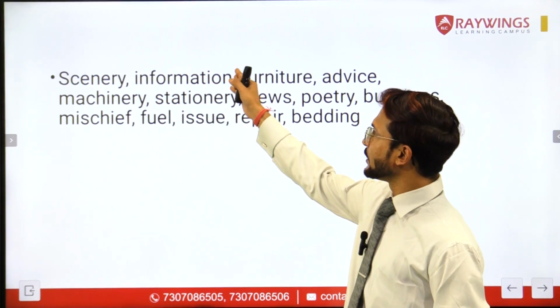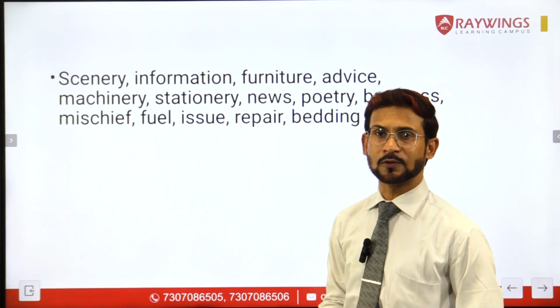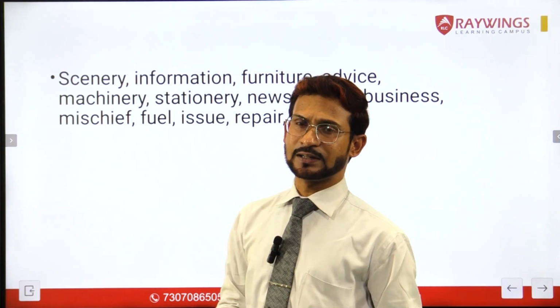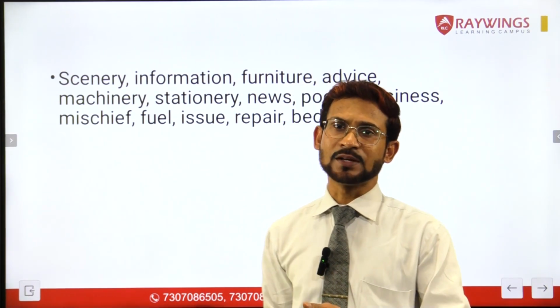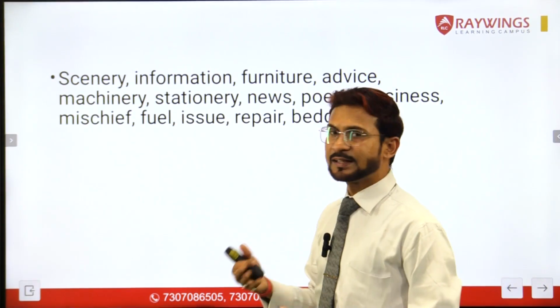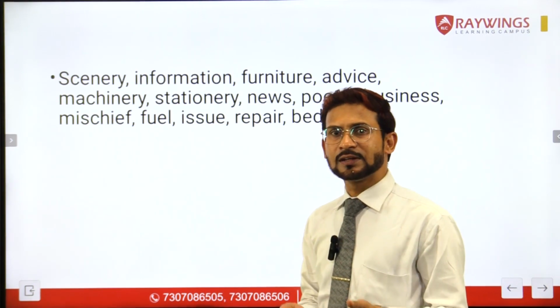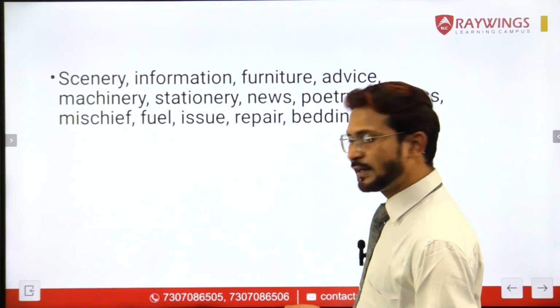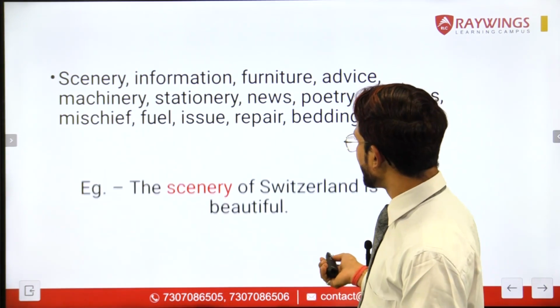There is no plural of information. This is always used in the singular form. Information always has a singular helping verb after it. Information is. We never say information are. Right? Scenery is. It is never called scenery are. Alright? Fine. Let us look at a few examples out of these words.